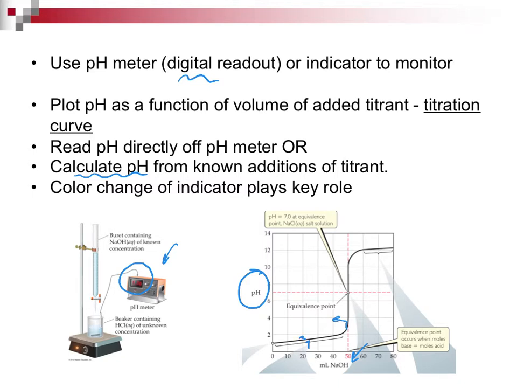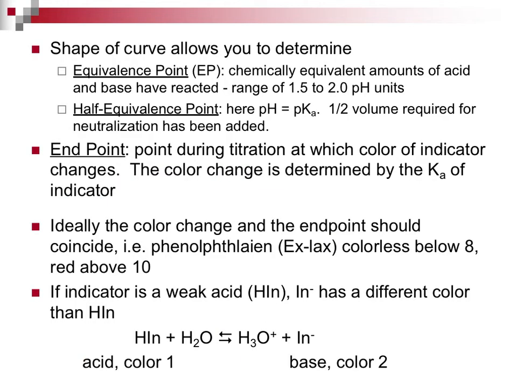The color change of the indicator plays a key role. That tells you when you have gone through the equivalence point, where there is an equal number of moles of acid and base. Okay, shape of the curve. What does it allow you to determine? Well, we had this back in chapter 4, the equivalence point. That's where we have chemically equivalent amounts of moles of acid and moles of base. The range is anywhere from 1.5 to 2 pH units, and it can go really, really fast.